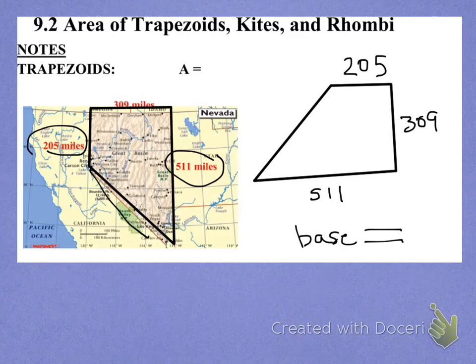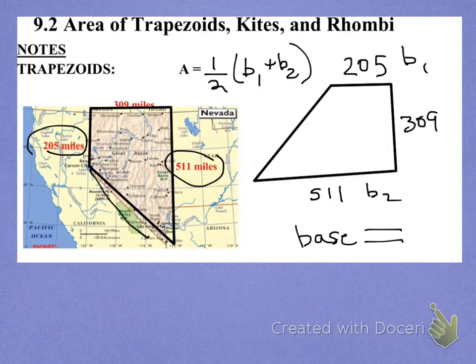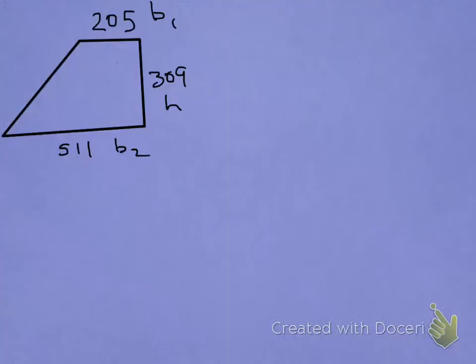So to find the area of a trapezoid, we're using a little equation. Area equals 1/2, in parentheses, base 1 plus base 2. It doesn't matter which one we call base 1 and base 2 here. I'll just call the top one base 1 and the bottom one base 2. And 1/2 base 1 plus base 2 times the height, which in this case is 309. So let's start by finding the area of this particular trapezoid. Remember, the area equals 1/2 times base 1, 205, plus base 2, 511, times the height, 309.